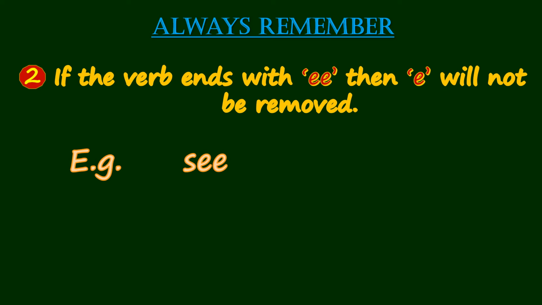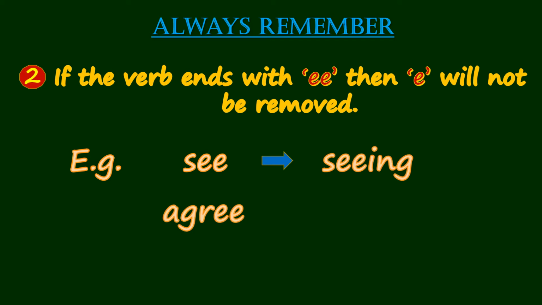Here in this word, you have two E's in the end. So you will not cut E, you will just add ing and your word will change to seeing. Similarly, agree, you will not cut E, add ing and agree will become agreeing. So rule number 2 is basically just an extension to rule number 1. In case you have one E in the end, cut the E, add ing. In case you have two E's, do not cut anything, just add ing.